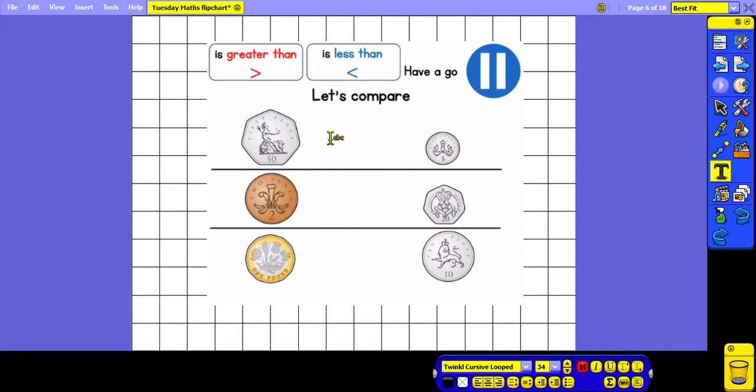Okay, so 50 pence is greater than 5 pence because 50 is a greater number than 5. 2 pence is less than 20 pence because 2 is a smaller number than 20. And then for the last one, it gets a little bit more complicated because £1 is actually greater than 10 pence. Remember, there are 100 pence in £1. So £1 is greater than 10 pence.